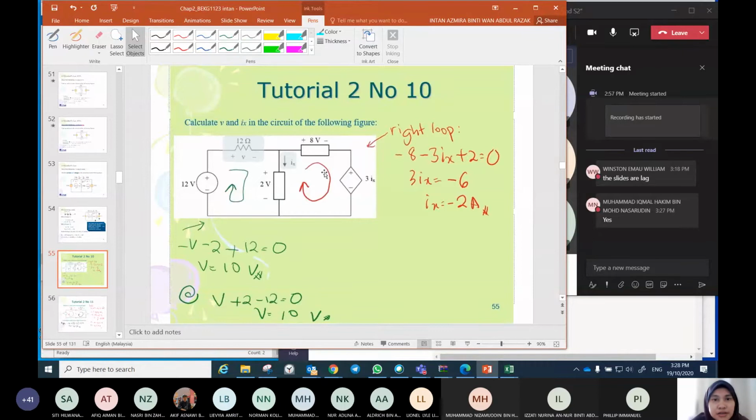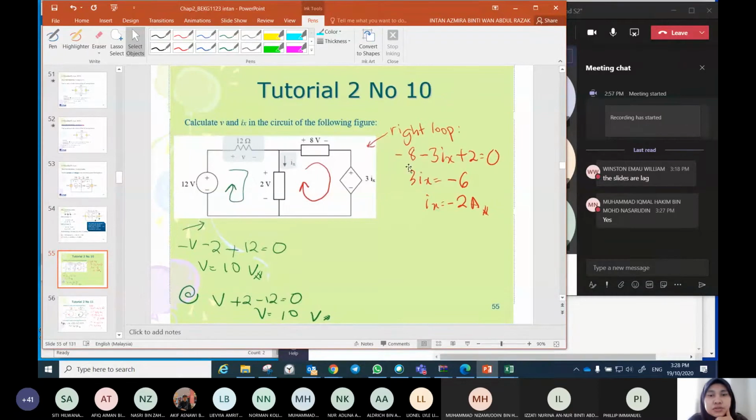So we apply KVL in this loop. I use the second sign; this is the first, this is the second sign. So minus 8 and then minus 3IX and then plus 2 equal to 0. The values in this KVL equation are in voltage units, because it is KVL. All the values in the equation of KVL are in voltage unit.